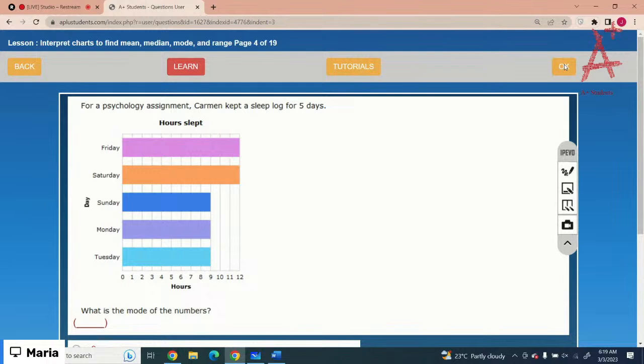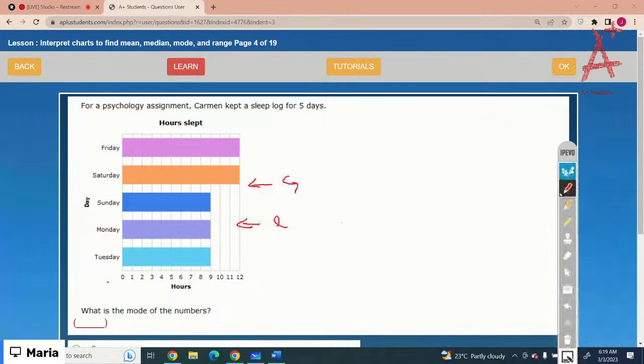Okay. For a psychology assignment, Carmen kept a sleep log for 5 days. What is the mode of the numbers? So how many hours did he sleep? 12 hours, 12 hours, 9 hours, 9 hours, and 9 hours. So which is the mode of the data? Mode is the number that appears the most in the data. So which number appears the most? 9. Got it? So the mode of the data is 9.